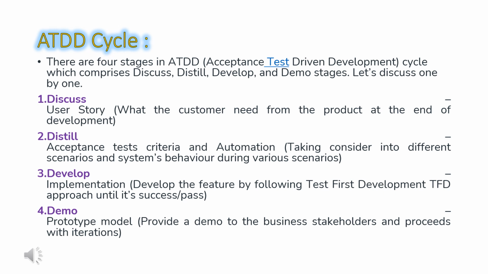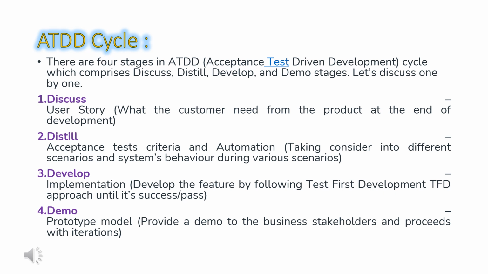Next one is the distill stage, which covers acceptance tests, criteria, and automation. It takes into consideration different scenarios and system behavior during various scenarios. Whenever we are developing a product, how is this product going to work in this particular situation or another particular situation? For example, when something fails, how does it work, and when something works properly, how does it work, like that. These things we will be discussing in the distill stage.